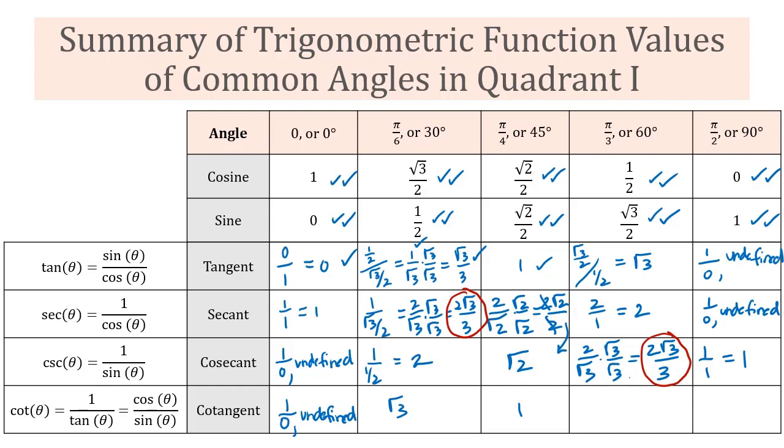For 60 degrees or pi over 3, the reciprocal of square root of 3 is going to be 1 over square root of 3. And you've seen me rationalize that denominator a few times now, so you get square root of 3 over 3. And then finally, the reciprocal of the tangent of 90 degrees or pi over 2. The tangent was 1 over 0, so the cotangent is going to be 0 over 1, which is equal to 0.